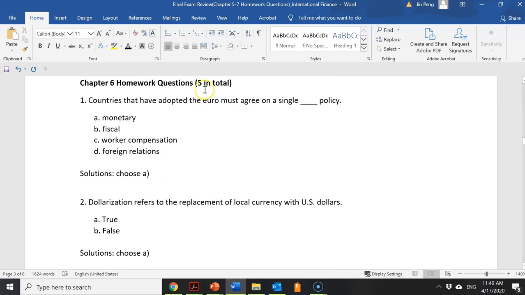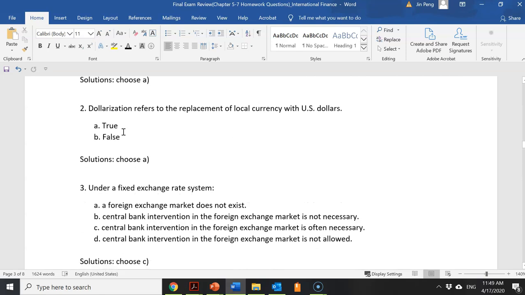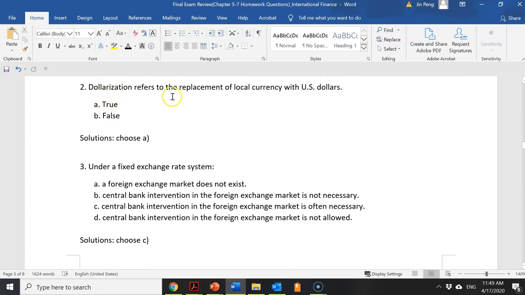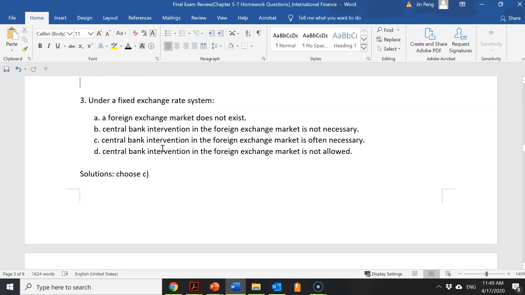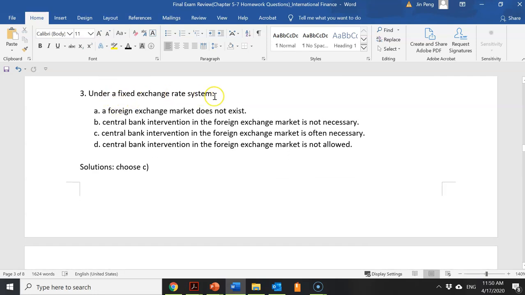And for chapter 6, we have 5 questions here. Question number 1, countries that have adopted the euro must agree on a single monetary policy. Okay, option A should be correct here, not fiscal policy. Question number 2, dollarization refers to the replacement of local currency with US dollars. This should be true. Question 3, under a fixed exchange rate system, central bank intervention in the foreign exchange market is often necessary. We should choose C.